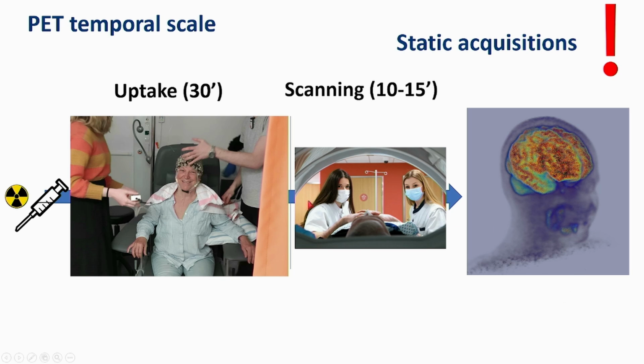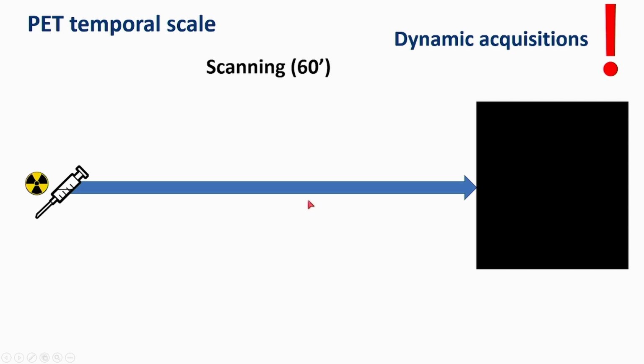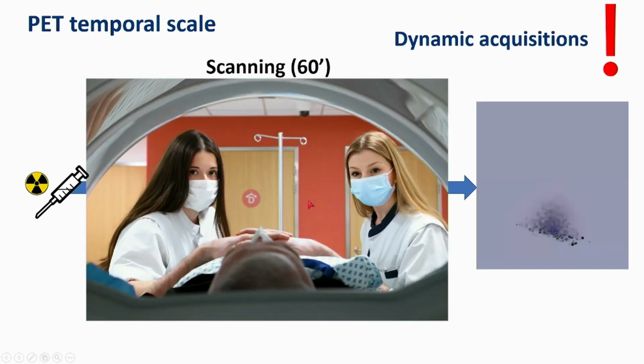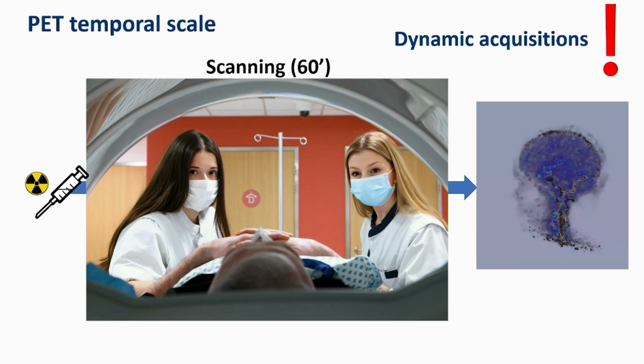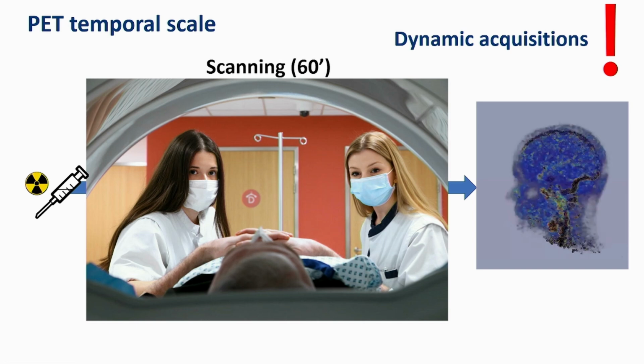When you have dynamic acquisitions, you scan for 60 minutes. And in this case, you actually have different frames. So you have different volumes throughout the duration of the scan, which might last typically just a few seconds at the beginning of the scan, and then you take longer volumes towards the end.